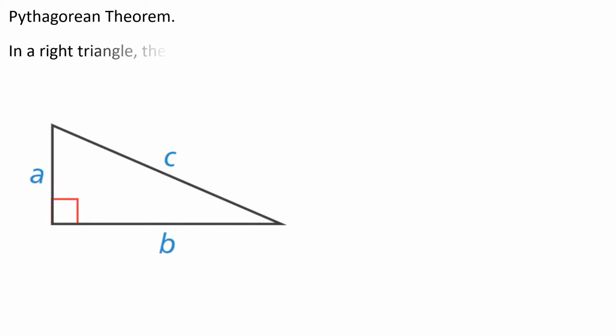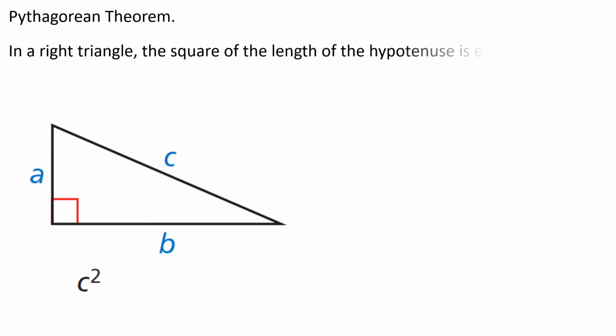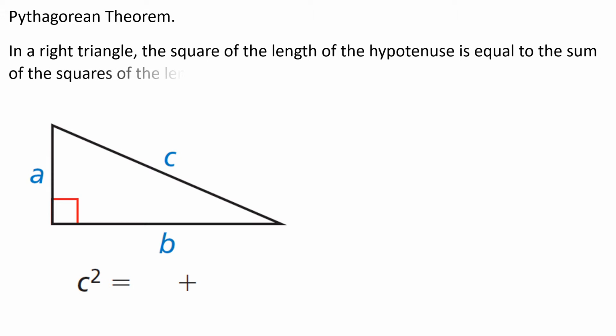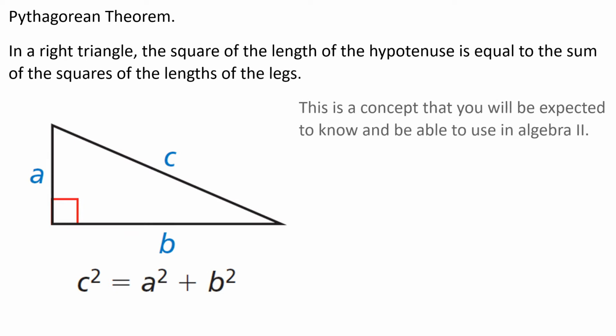So, the Pythagorean theorem. What exactly does the Pythagorean theorem state? Well, if I get a right triangle, and I've got legs A and B, and hypotenuse C, we know that the hypotenuse, if we square that, is equal to the sum of the squares of the lengths of the legs.